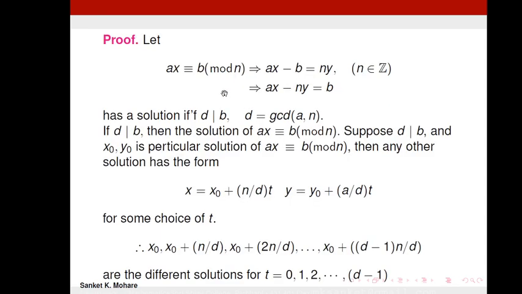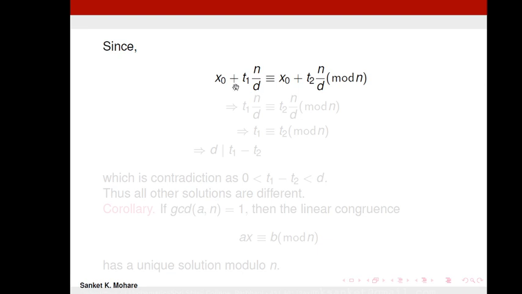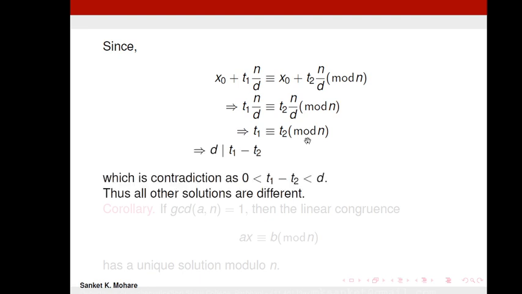Now, since x0 + t1·(n/d) is congruent to x0 + t2·(n/d) modulo n, this implies t1·(n/d) is congruent to t2·(n/d) modulo n, and this implies t1 is congruent to t2 modulo d, and this implies d divides t1 minus t2.